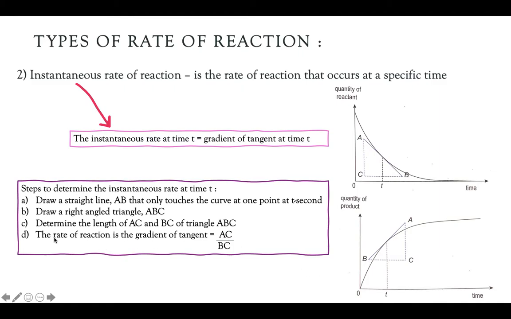Okay. Lastly, the rate of reaction is the gradient of tangent. Maka nak kira tangent, nak kira gradient dia, divide lah the length of AC tadi, Y2 minus with Y1 tadi, divide with the length of BC. Length of BC is X2 minus with X1. Divide dulu tu. Kita dapatlah dia punya gradient of tangent.